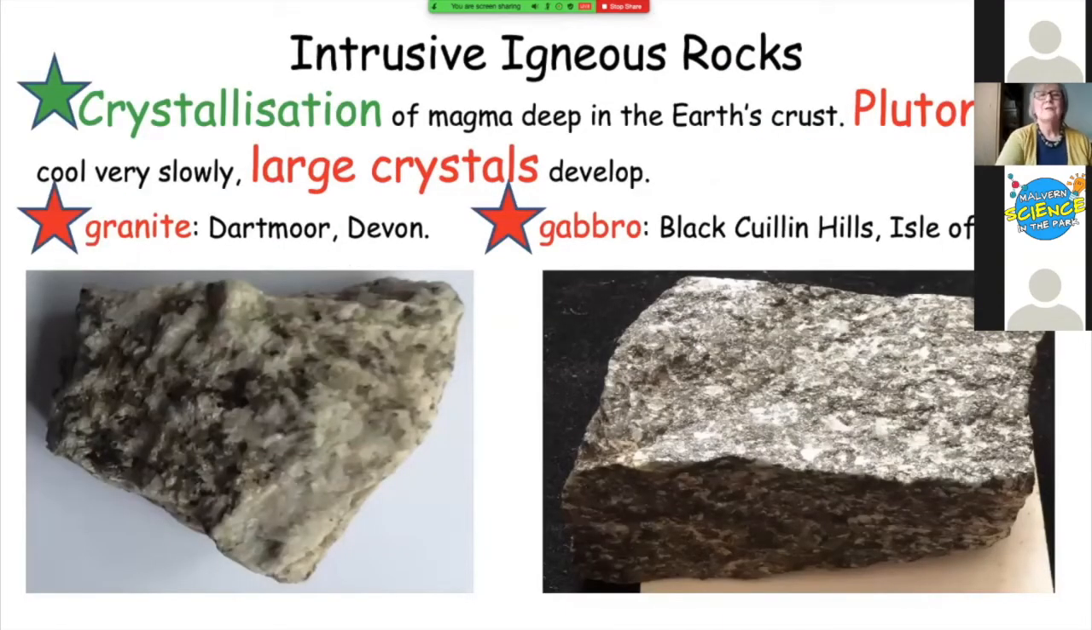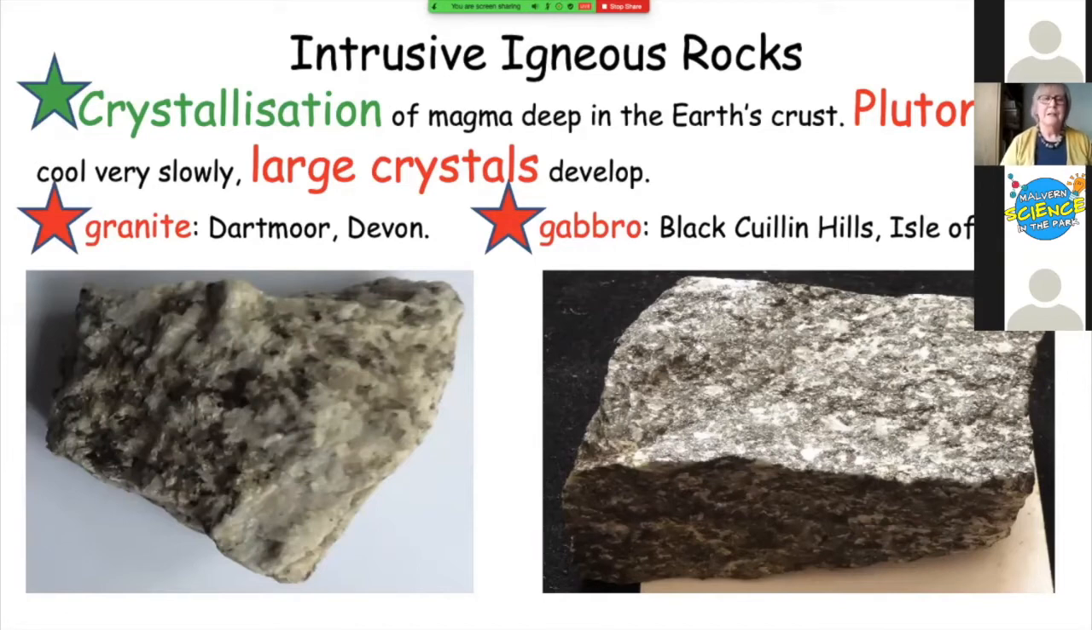Right, so what sort of intrusive igneous rocks have we got? Well, they're crystallized deep in the Earth's crust, and these plutons cool very slowly. So they've come up from the magma, they've sort of run out of steam, they can't get up to the surface. And so it's this slow cooling down, and very large crystals develop as a result of that.